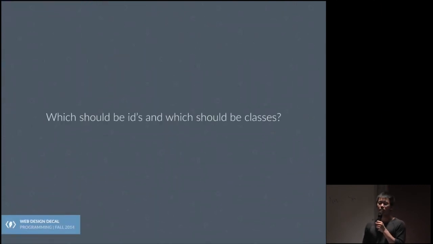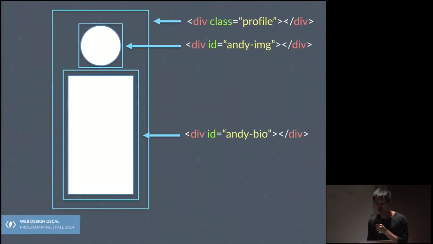Naturally, you should also think about what should be IDs and what should be classes. So I just threw some classes out there. I'd say the whole thing I would probably call a profile, because that's what it is. I would wrap the image in a div too, so the image tag would be wrapped in a div, and I'd probably wrap the bio in a div too.